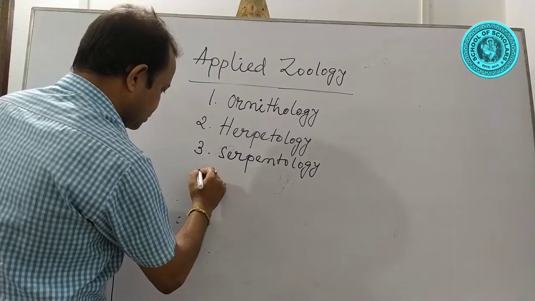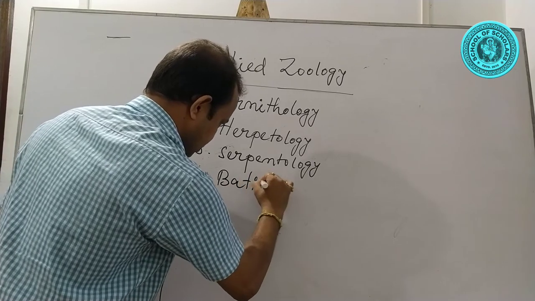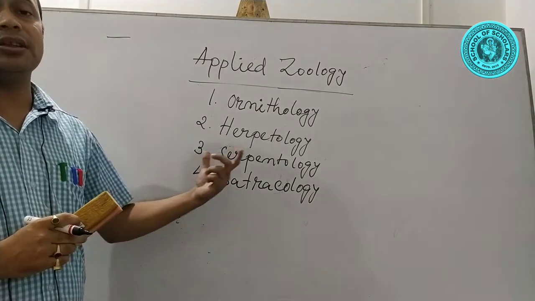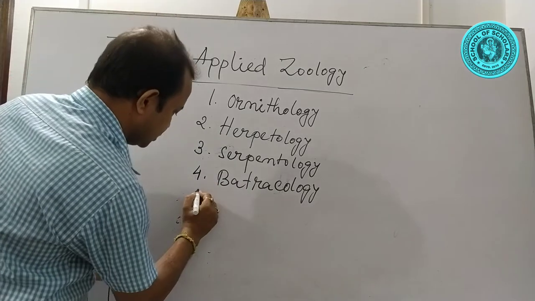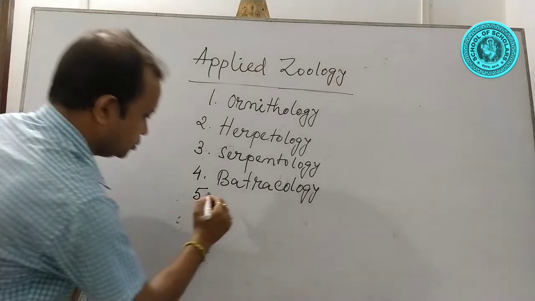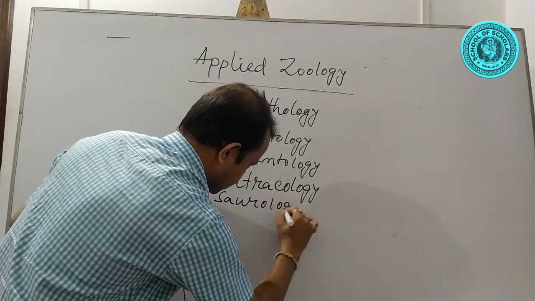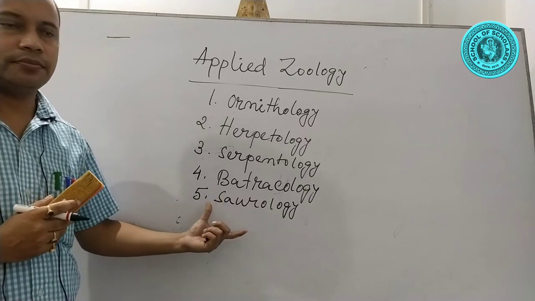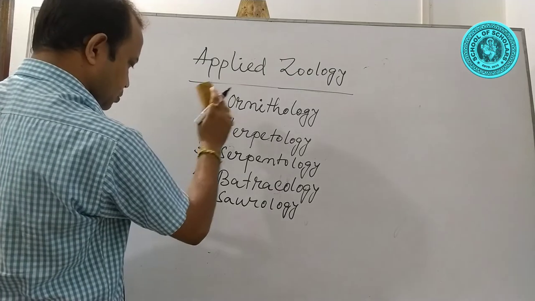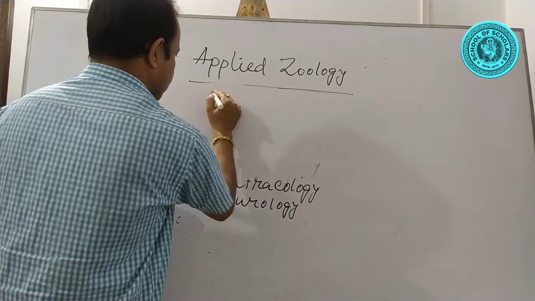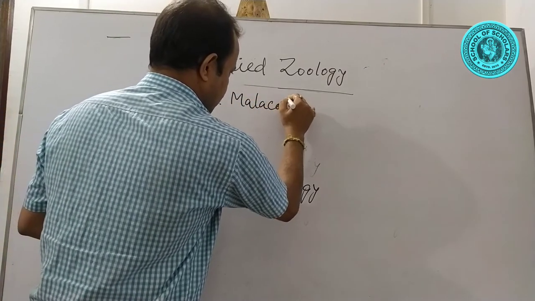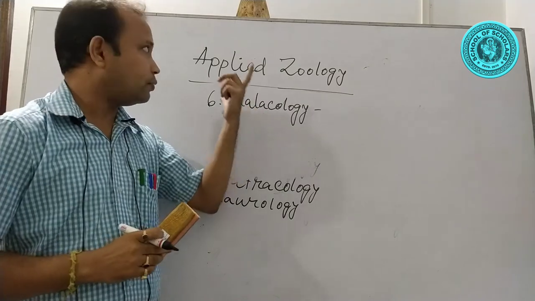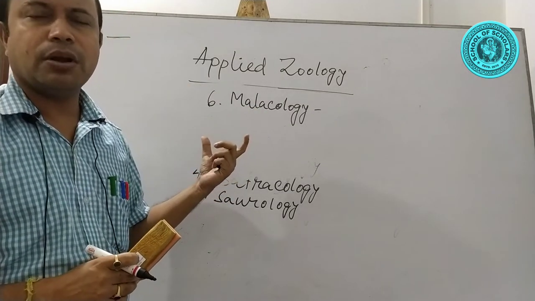Next another branch is batrachology. Batrachology is the branch which deals with the study of frogs. Next one is sorology. Sorology is the branch which deals with the study of lizards. Next, there are different branches also. Suppose malacology. Malacology is the branch of applied zoology which deals with the study of mollusks.